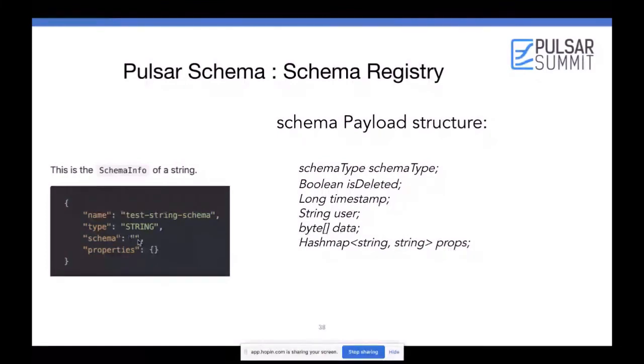If you look at it, to understand what this field will contain, this is the schema type. This is a soft delete feature. This is the time at which this schema was created, the user which published this schema, the actual data that is the schema, and a hash map of string and string, which allows you to put some random keys and values for your application to understand.